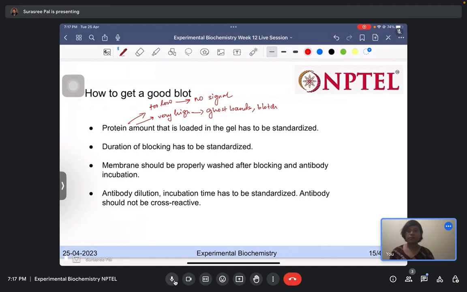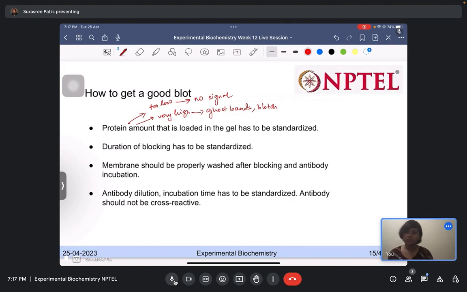Now the next thing is blocking. Blocking is a crucial step, and the time for which we are blocking the membrane also has to be standardized. It can be done overnight, it can be done for 1 hour also. Depending on the experiment that we are doing, the duration of blocking has to be standardized, because if the blocking is done for less time, then non-specific signals can arise. If the blocking is done for a very long time, then background can also develop in the blot. So the whole background will be black, that kind of thing.